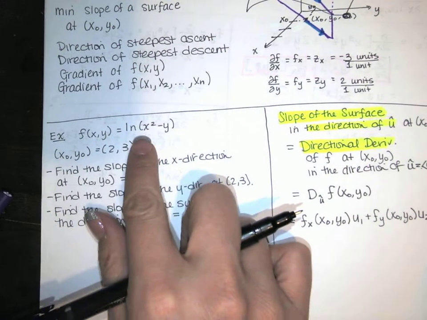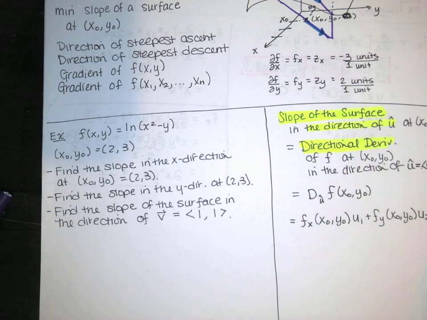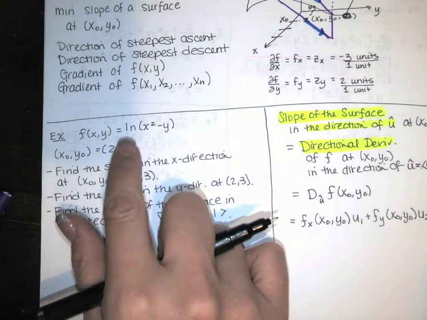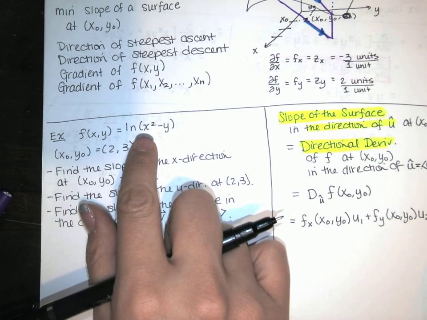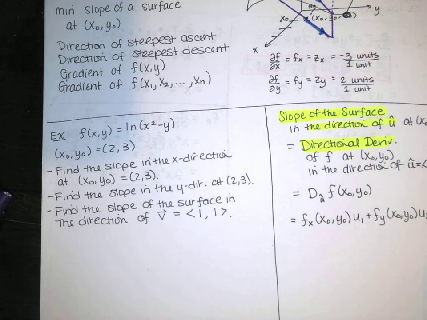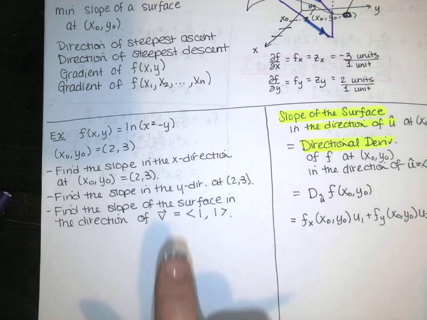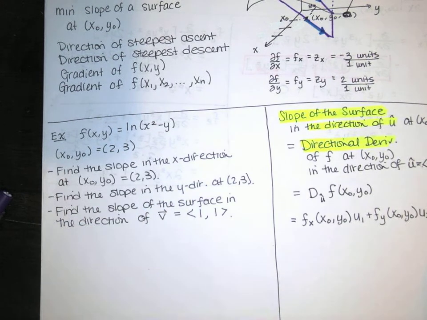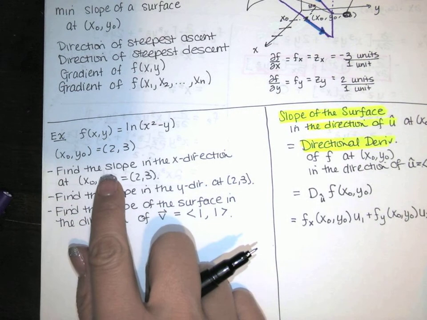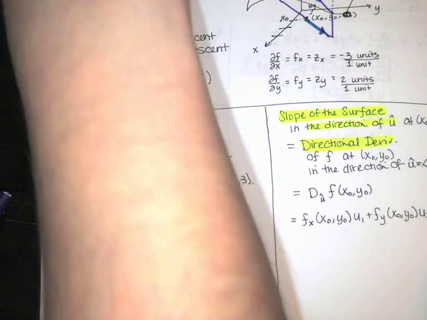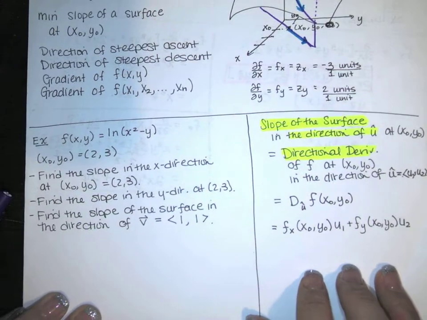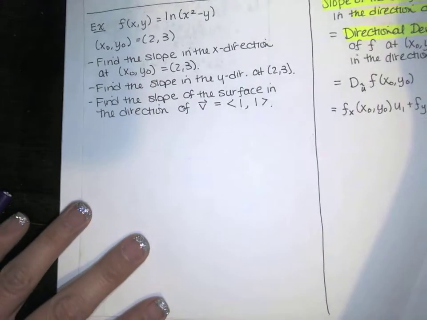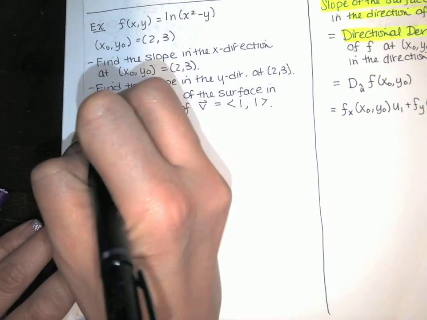So here's a particular function. I've got z equals f of x, y, which is the natural log of x squared minus y. That's a surface. And we are interested in this surface near the point x naught y naught equals 2, 3. So first we're asked to find the slope in the x direction at 2, 3. And that's going to help us do the directional derivative in a little bit. So let's find the slope in the x direction first.